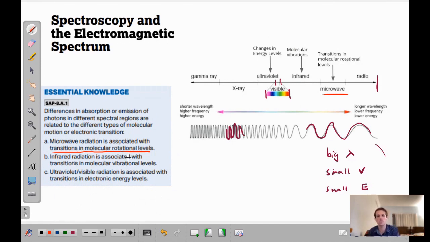Infrared radiation is associated with transitions in molecular vibrational levels. Sometimes this is talked about as bending and stretching of bonds. I didn't even know that was possible until I learned about it recently. So know that. And finally, ultraviolet and visible radiation. These are the ones that we usually learn and teach about, which is they can actually cause transitions in energy levels in an atom. They are just the right amount of energy that it can excite an electron to jump up a level in its orbitals, and as it falls back down, it's going to emit a photon.